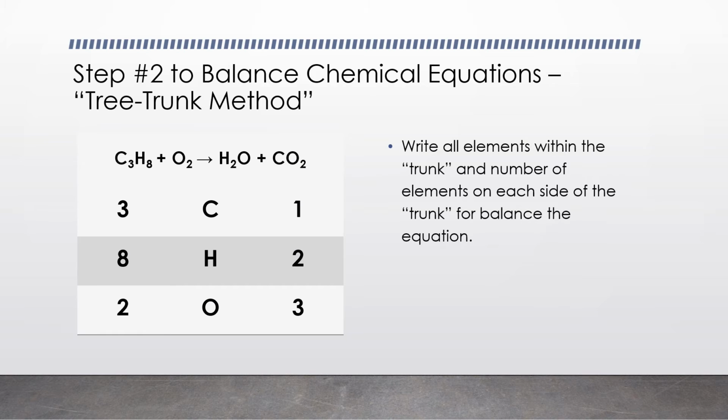Step 2, we need to get ready to balance out the chemical equation. Write all the elements within the trunk and the number of elements on each side of the trunk. We can see on the left, the reactants have 3 carbon, 8 hydrogen, and 2 oxygen, so we write it on the left side. The product has 1 carbon, 2 hydrogen, and 3 oxygen, so we write it on the right side, just like that. I'll show it on the left on the photo.